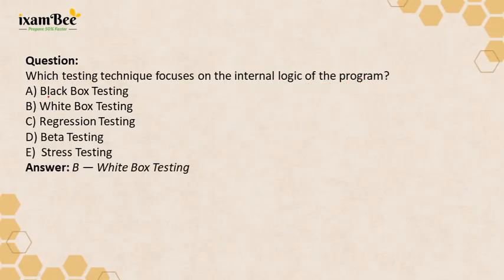Let's move to the options first. Black box will test without looking at the code. White box will test the paths, the branches, the loops, those are defined within the code. Then regression testing ensures the old features still work after the changes have been made. Beta testing is user testing just before the release of the software. Then stress testing is a performance test under load.